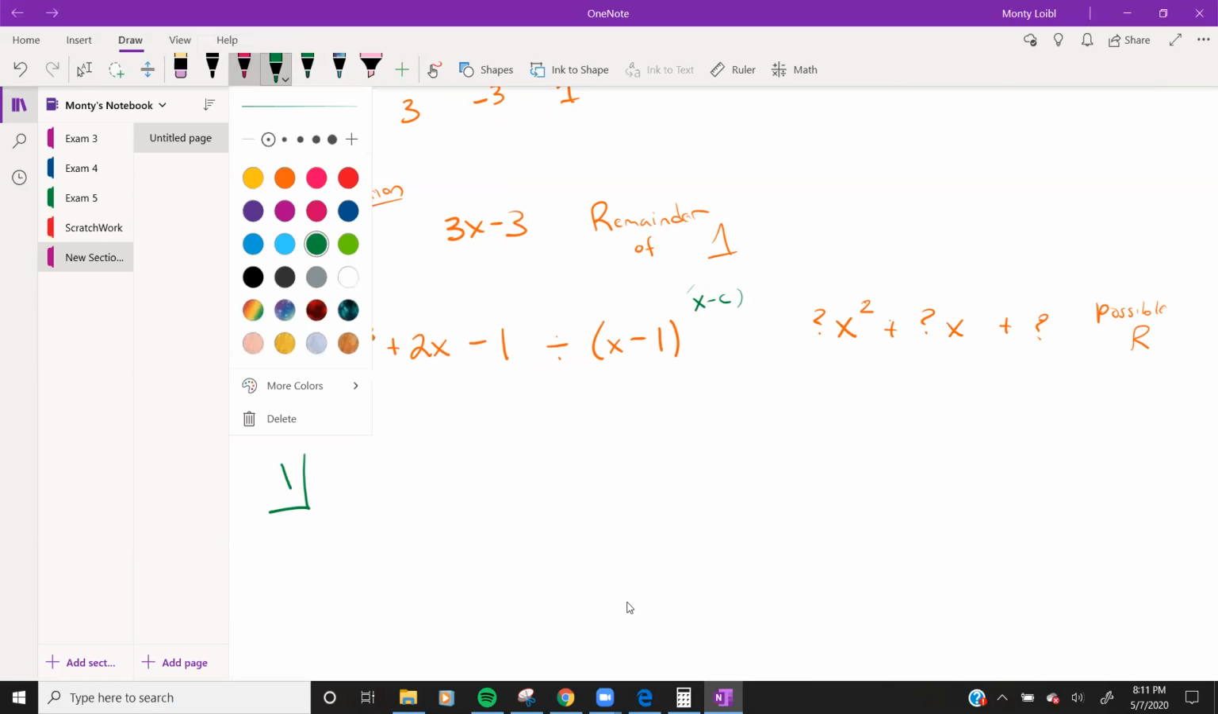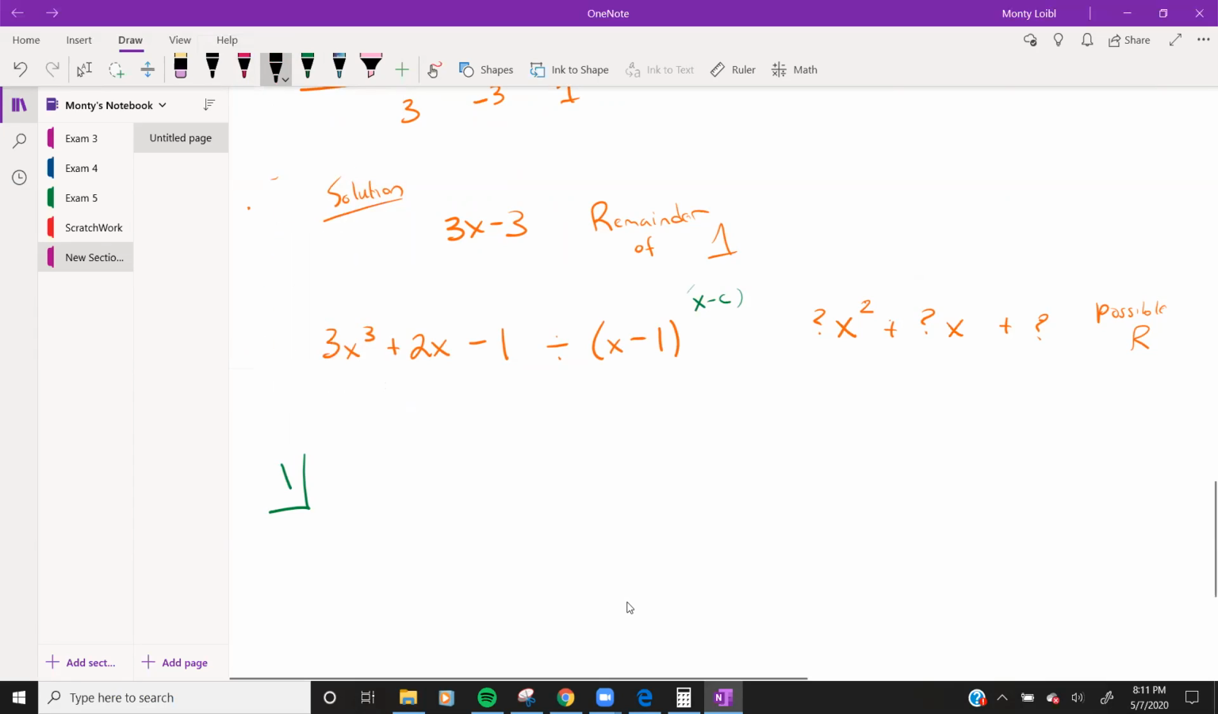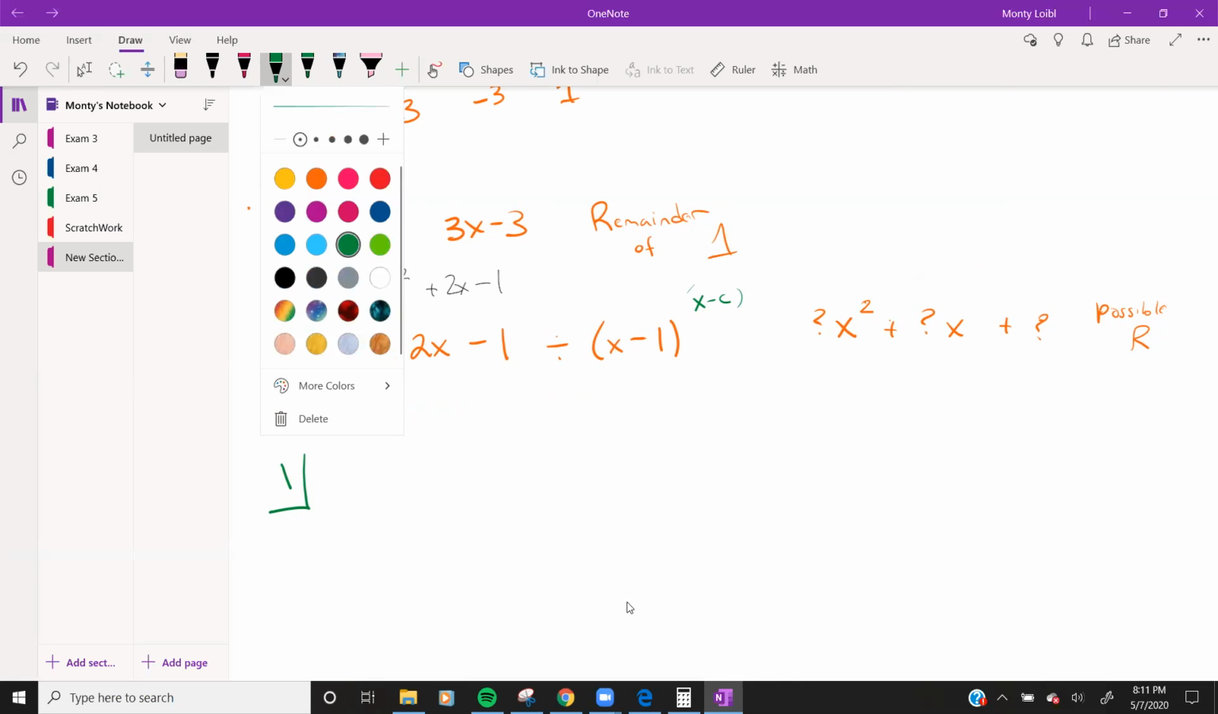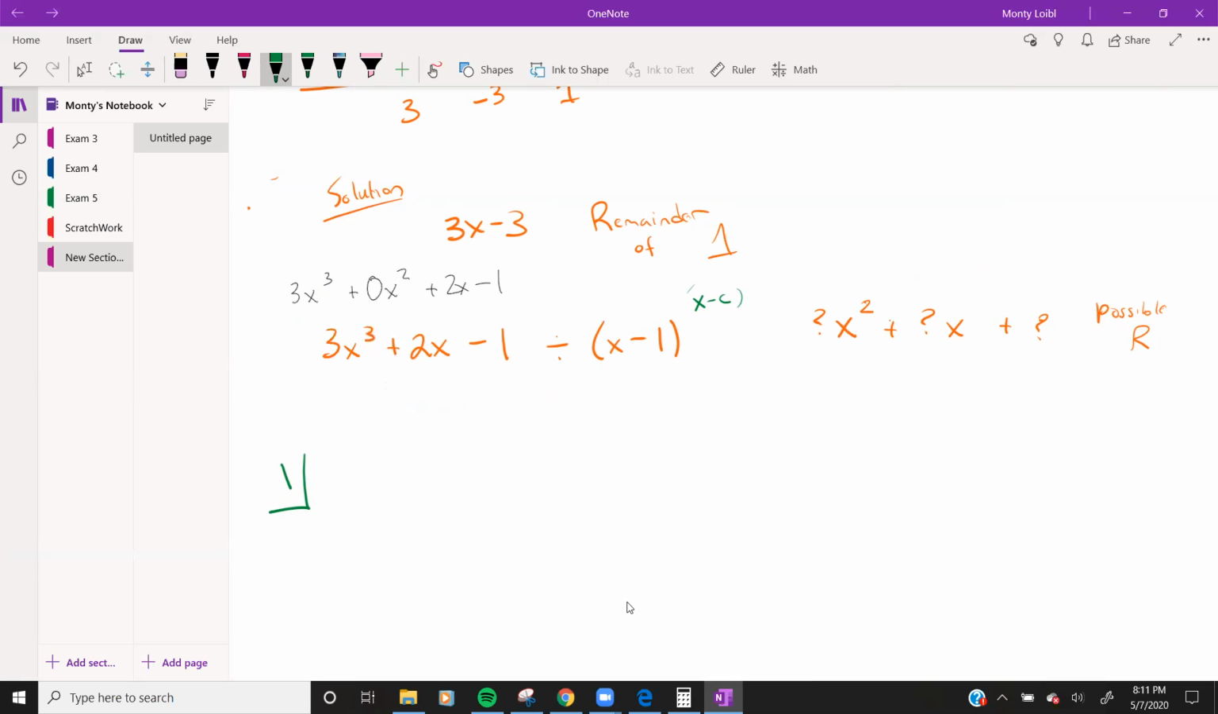Another thing to notice is that we don't have an x squared term. We have 3x cubed plus 0 times x squared plus 2x minus 1. Our missing term is x squared, which means the coefficient is 0. The reason we write it like that is it helps us when we set up our synthetic division.